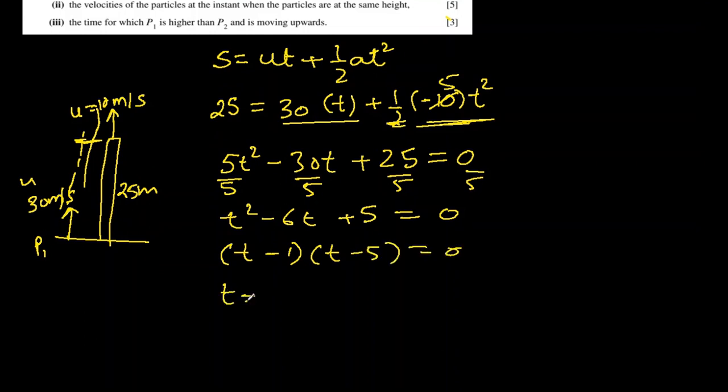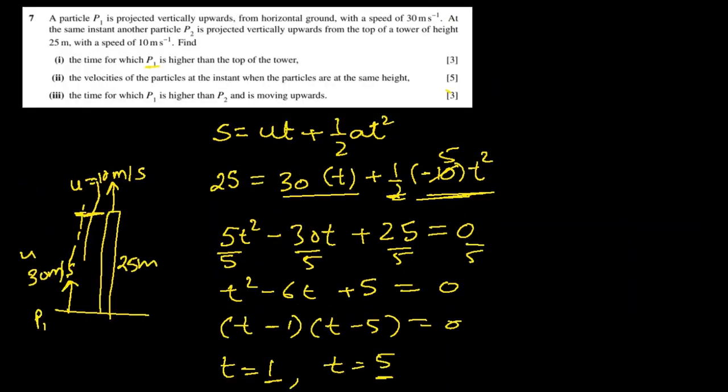So t is equal to 1 second and t is equal to 5 seconds. These are the two answers. That means after 1 second it was at a height of 25 meters, then it went up, came down, and when it reached 25 meters again, the time was 5 seconds. So these are the two times. Let's go to number 2.